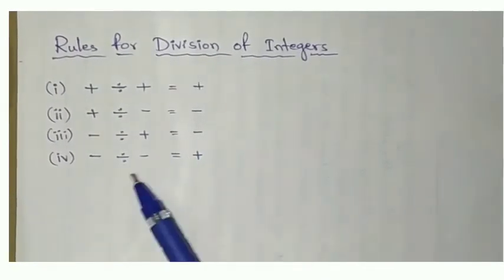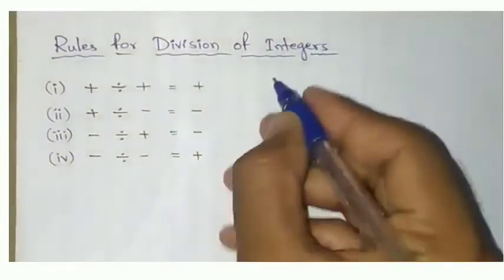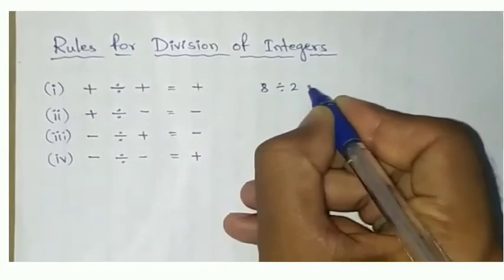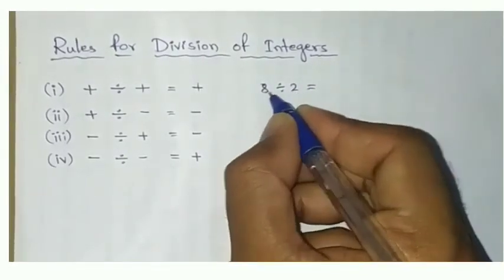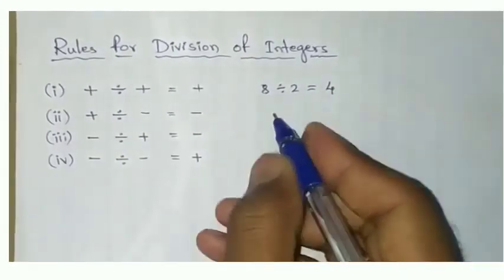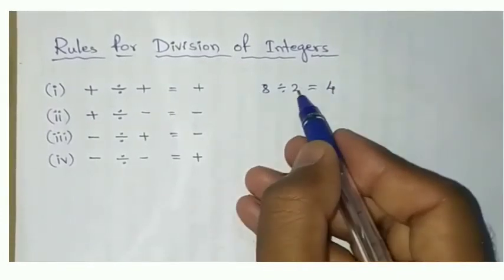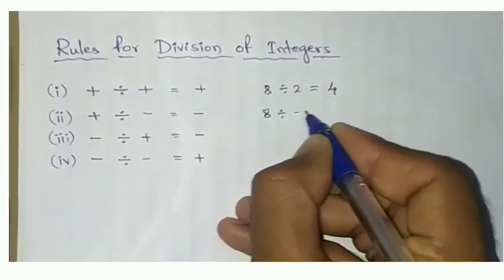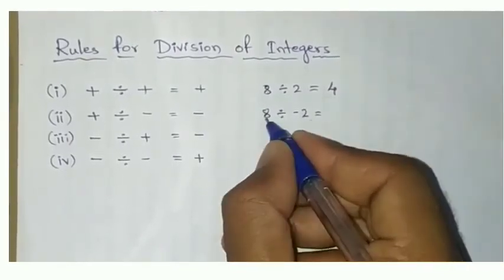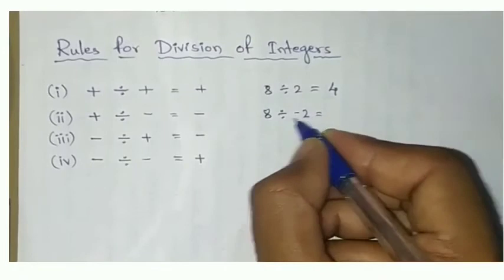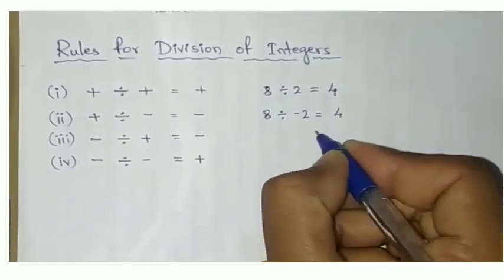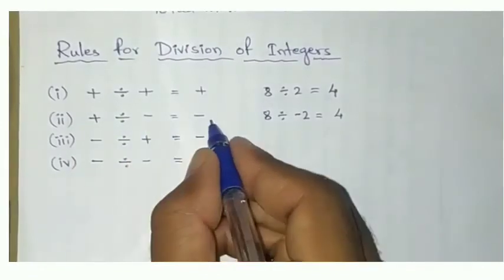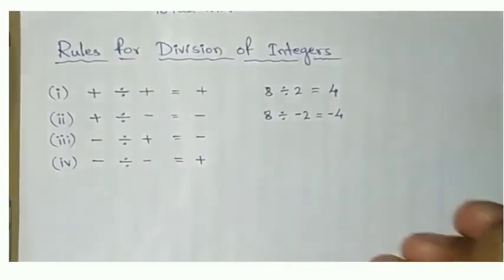So let's take one example. Simple example, in plus, let's take 8 divided by 2. What will we get here? 2 4s are 8, so we will get 4 only. So here plus divided by plus we will get plus only. If I take 8 divided by minus 2, it will be 2 4s are 8, so here minus is there. So our rule, plus divided by minus will get minus. So here you will get minus 4.